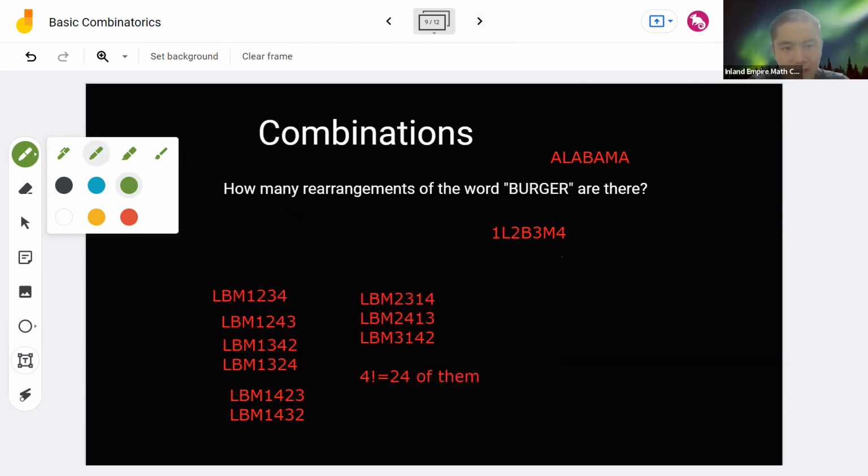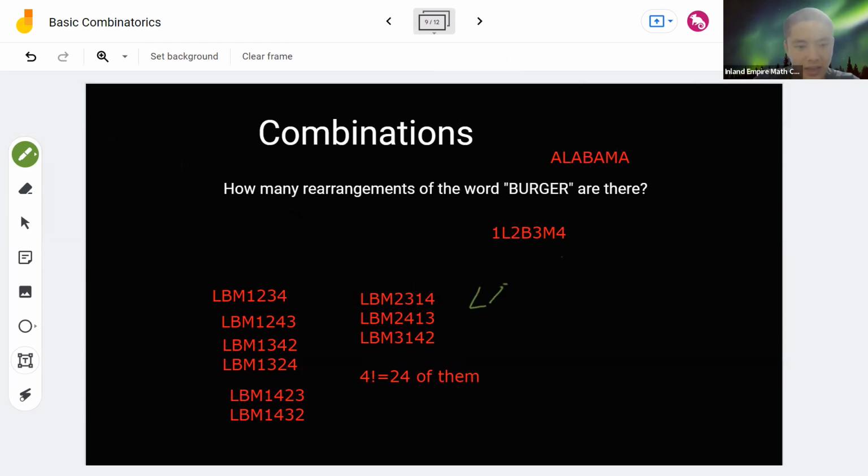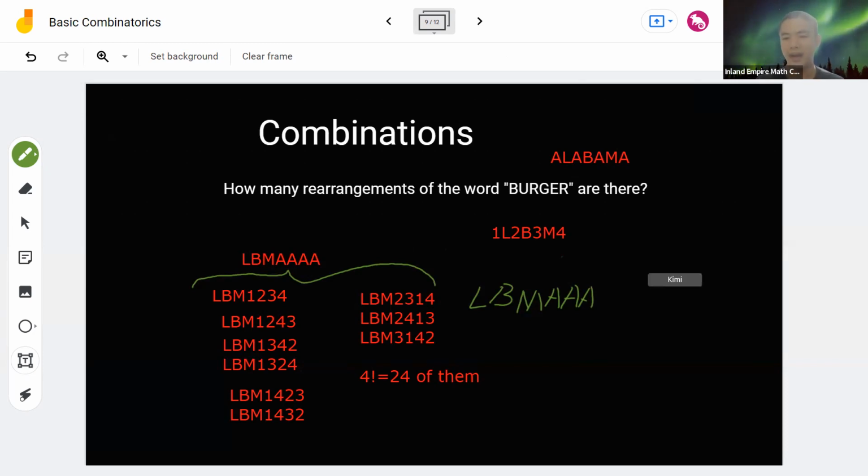So there's 24 of these, but remember 1, 2, 3, 4 all corresponds to the letter A. So when you swap these numbers back with the letter A, you just get LBM A. So all 24 of these arrangements actually are equal to 1 arrangement. So that means for every valid arrangement of Alabama, you actually counted 24 copies of that arrangement, which means you have to divide by 24, which is why, as Kimmy has said, the number of arrangements of Alabama is actually 7 factorial over 4 factorial to account for the overcounting. Does that make sense to everyone?